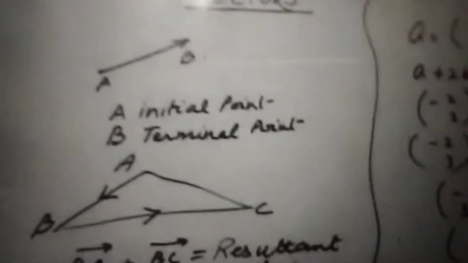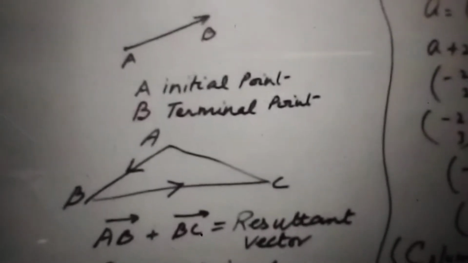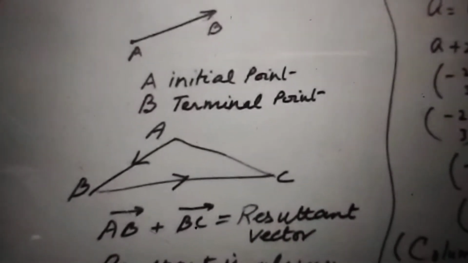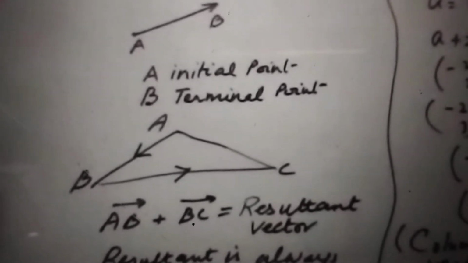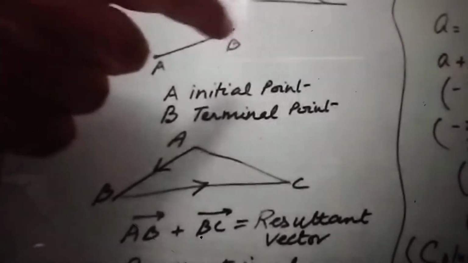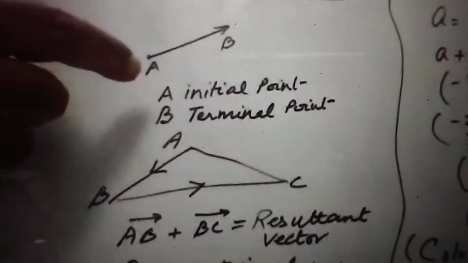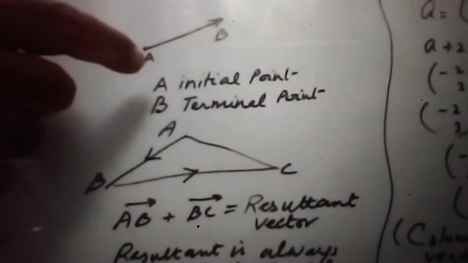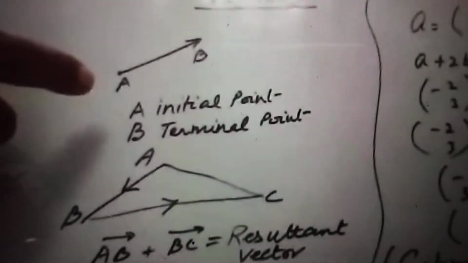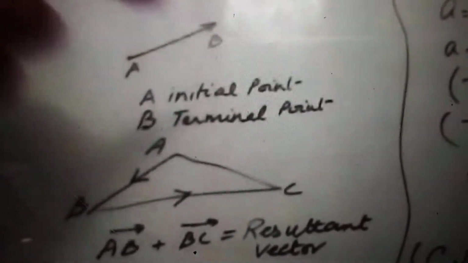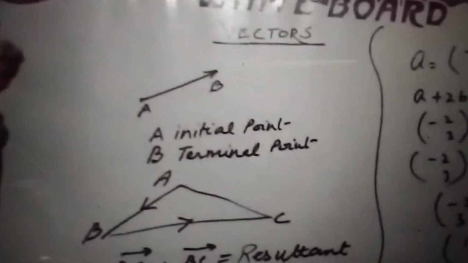Vectors are physical quantities which have a size, like magnitude, and also a direction. For example, this is your vector AB. A will be considered as the initial point, from where the vector is starting, and then it is moving in this direction. The arrowhead is here, and this point B will be considered as the terminal point.